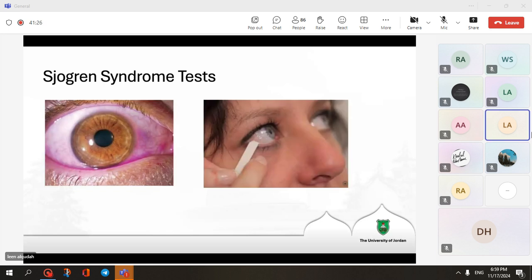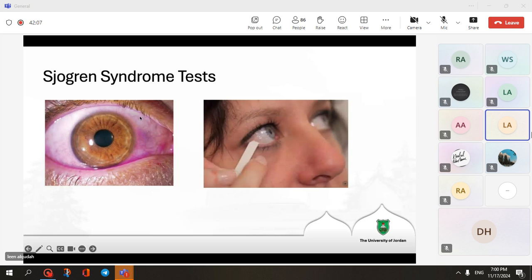Now, of course, you can do the clinical test that you all know. مفروض إنكم أخذتوها من قبل. So the one that you all have been introduced to is the Schirmer test. Schirmer test is basically a filter paper that is applied to the lower eyelid, external part of the lower eyelid. The eye should not be anesthetized. ما بصير نعطيهم هدول اللي هم المخدر اللي بحطوه بالعين, and it should be placed for 5 minutes. If the tears are less than 5 millimeter after 5 minutes, it means that the patient has dry eyes.